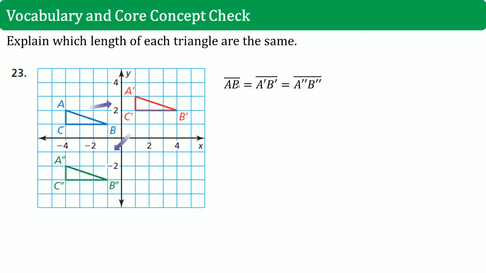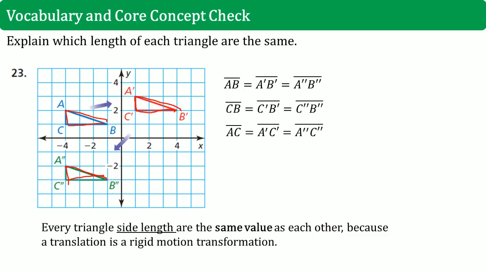We would say that the line of AB, I can show you here, it's this one. AB is congruent to A prime B prime, which is congruent to A double prime B double prime. Likewise, the CB down here is congruent to down here, which is congruent to down here. And also AC is congruent to A prime C prime, A double prime C double prime.